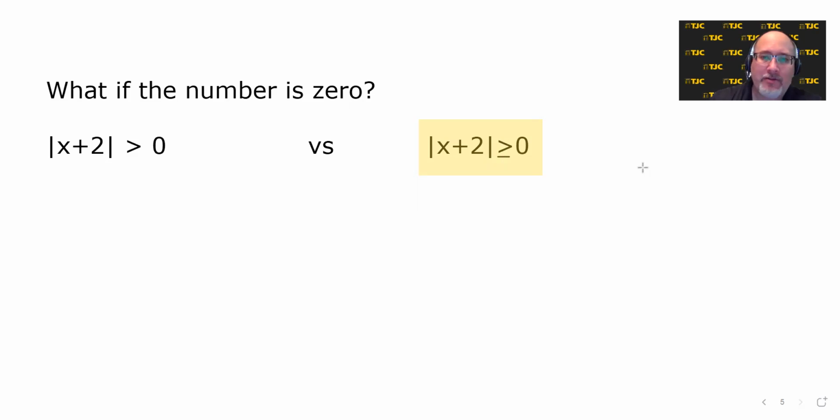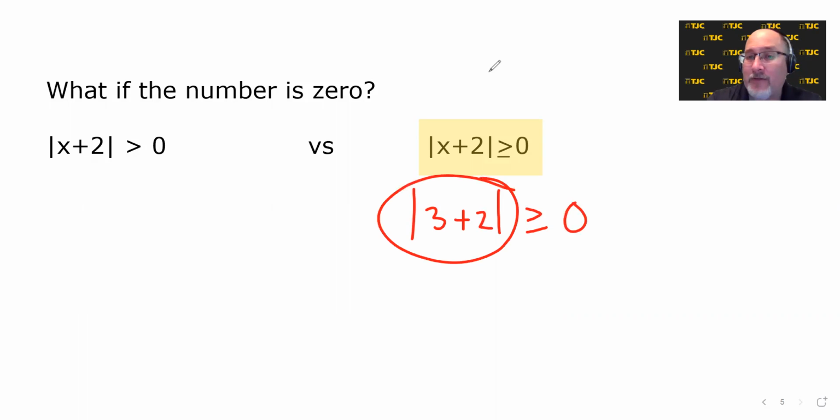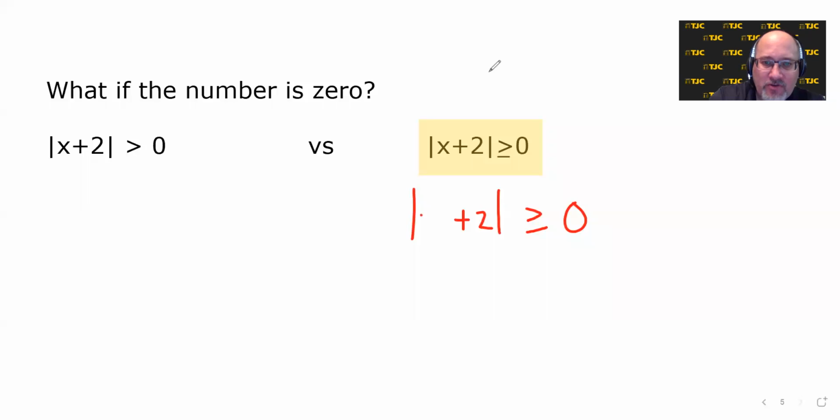For example, if I put in, I don't know, x equals 3 here, I would get the absolute value of 3 plus 2 is greater than or equal to 0, which is clearly true because that's equal to 5. If I put in, say, -4 for the x, -4 plus 2 is -2, but the absolute value turns it positive, which is still greater than or equal to 0. The worst case scenario is whatever number would make the inside of the absolute value exactly 0, which in this case is -2. But even that works because -2 plus 2 is equal to 0, and the absolute value of that is still greater than or equal to 0.